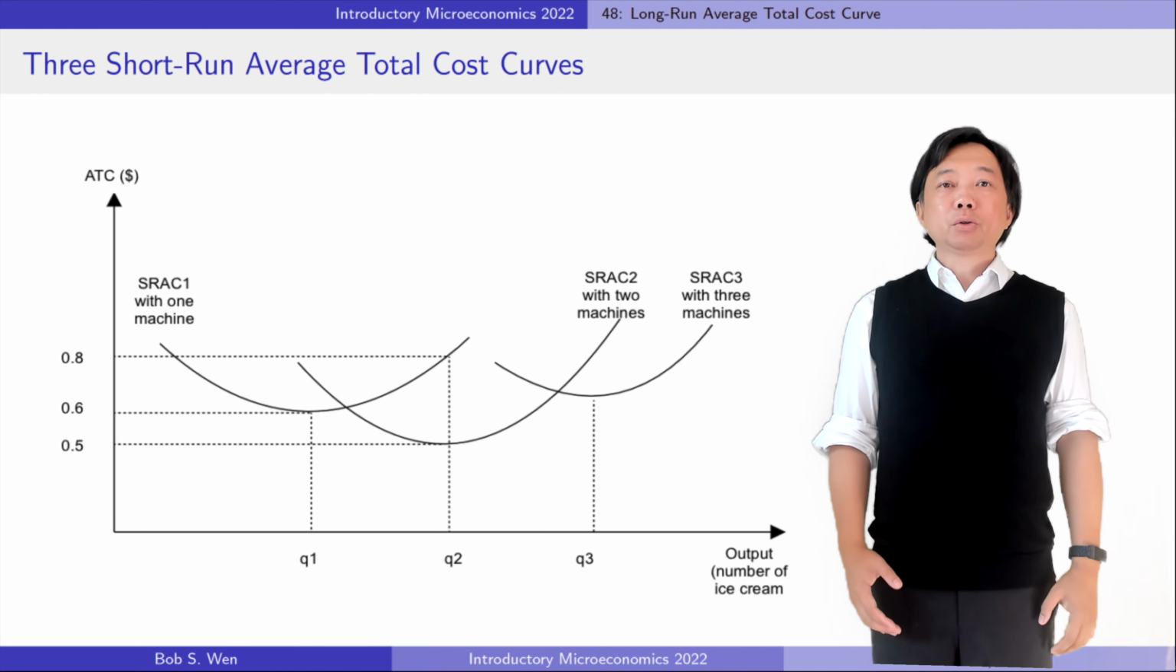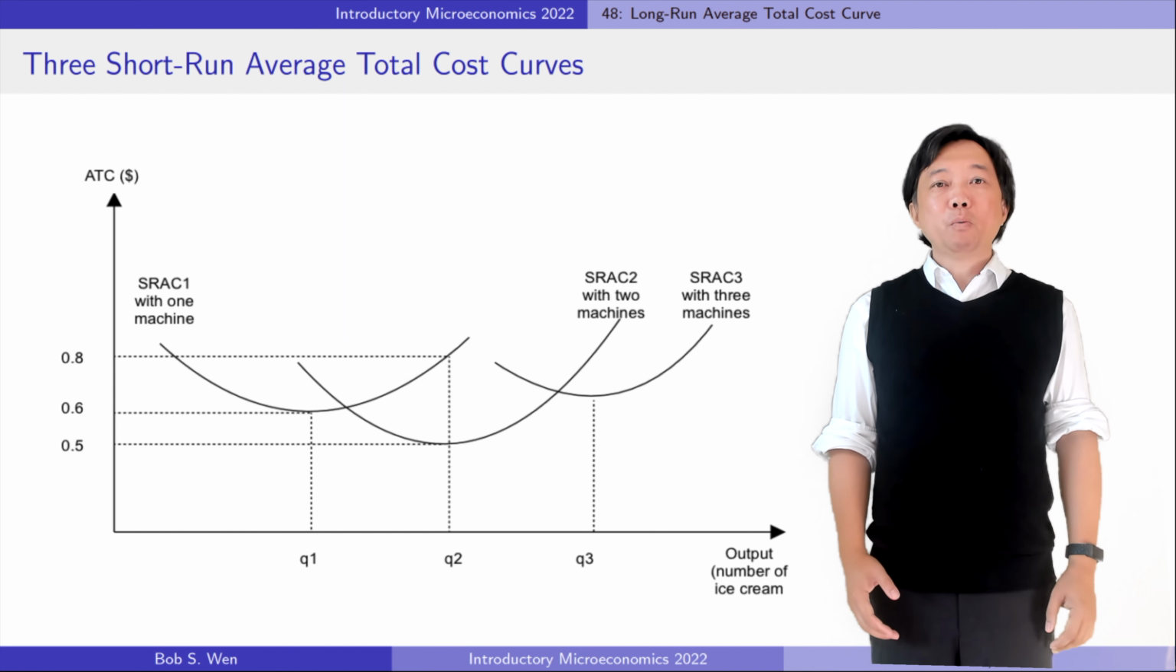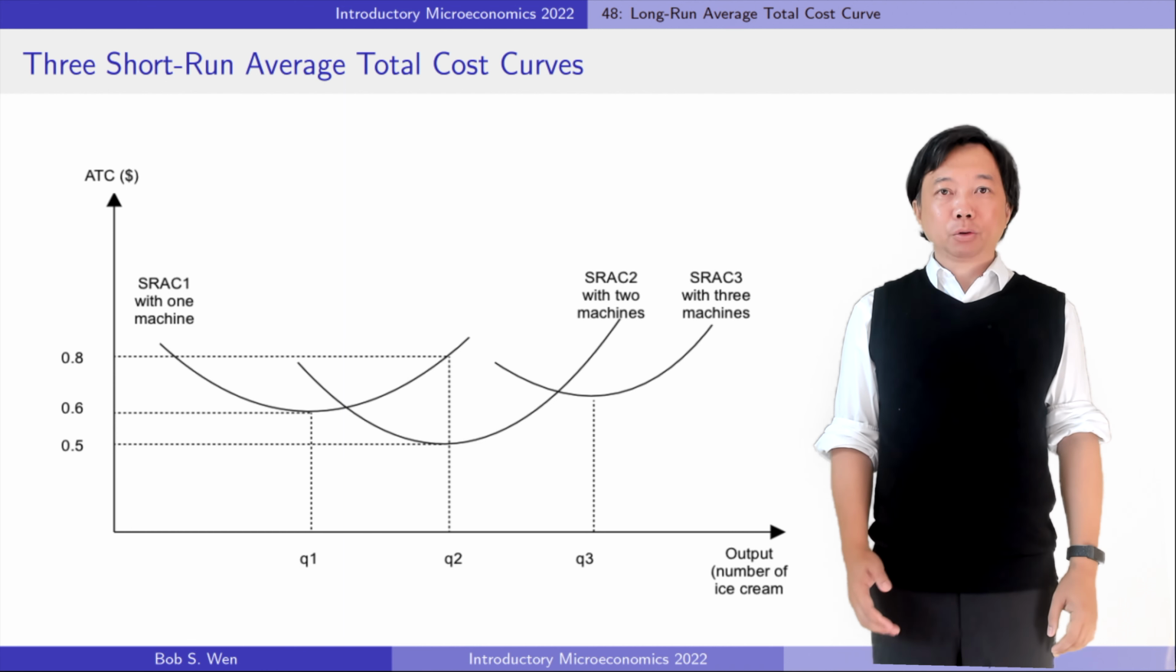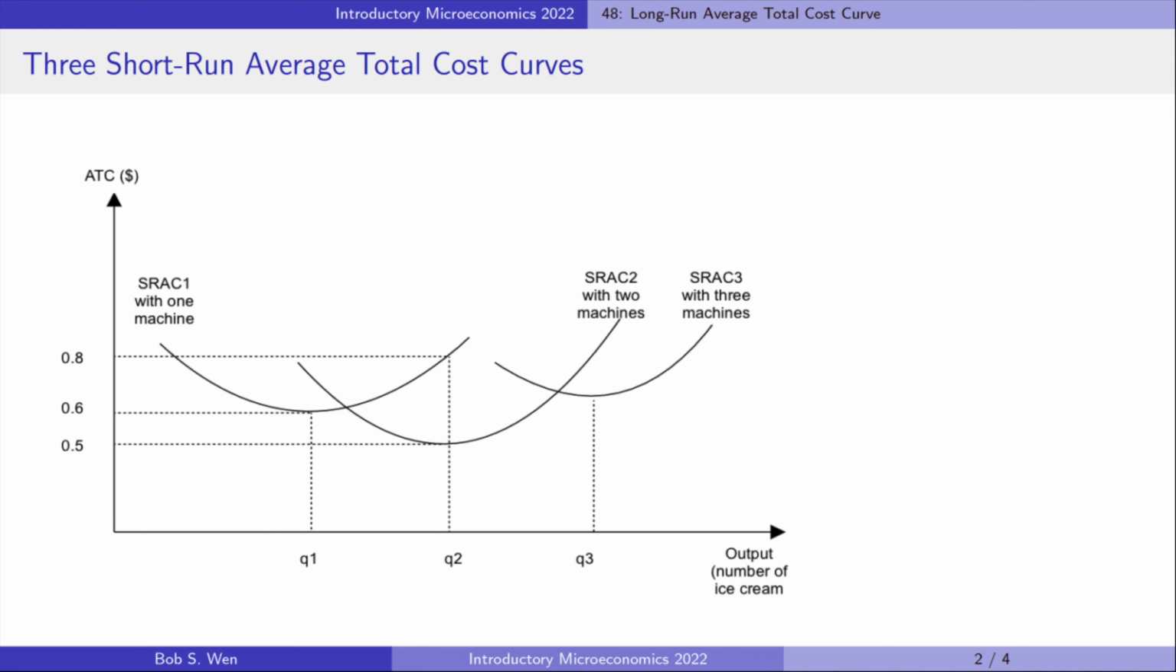The graph shows three average total cost curves for the ice cream firm when it purchases one ice cream machine, two ice cream machines, and three ice cream machines. The three average total cost curves are short-run curves. When the firm has one ice cream machine, it can change the number of workers it employs in the short run to reach its lowest average total cost, $0.6 per ice cream cone, and its output associated with the lowest average total cost is Q1.